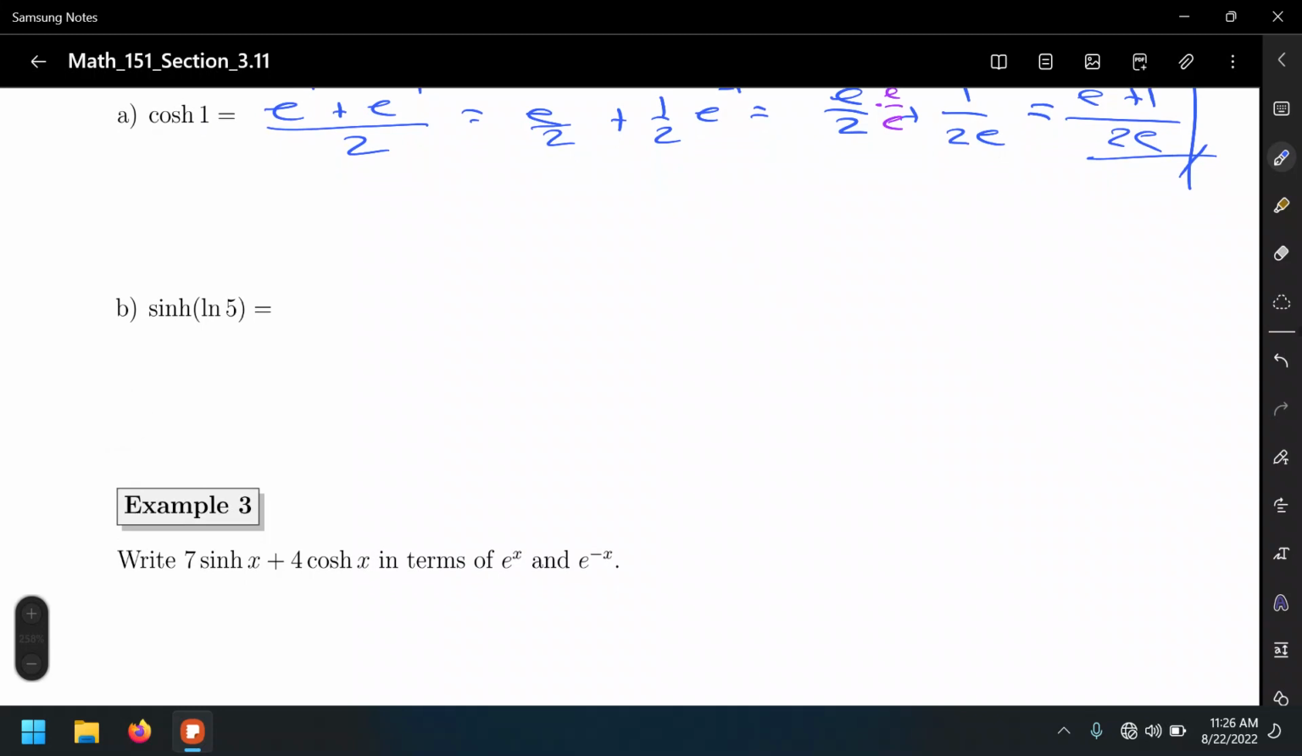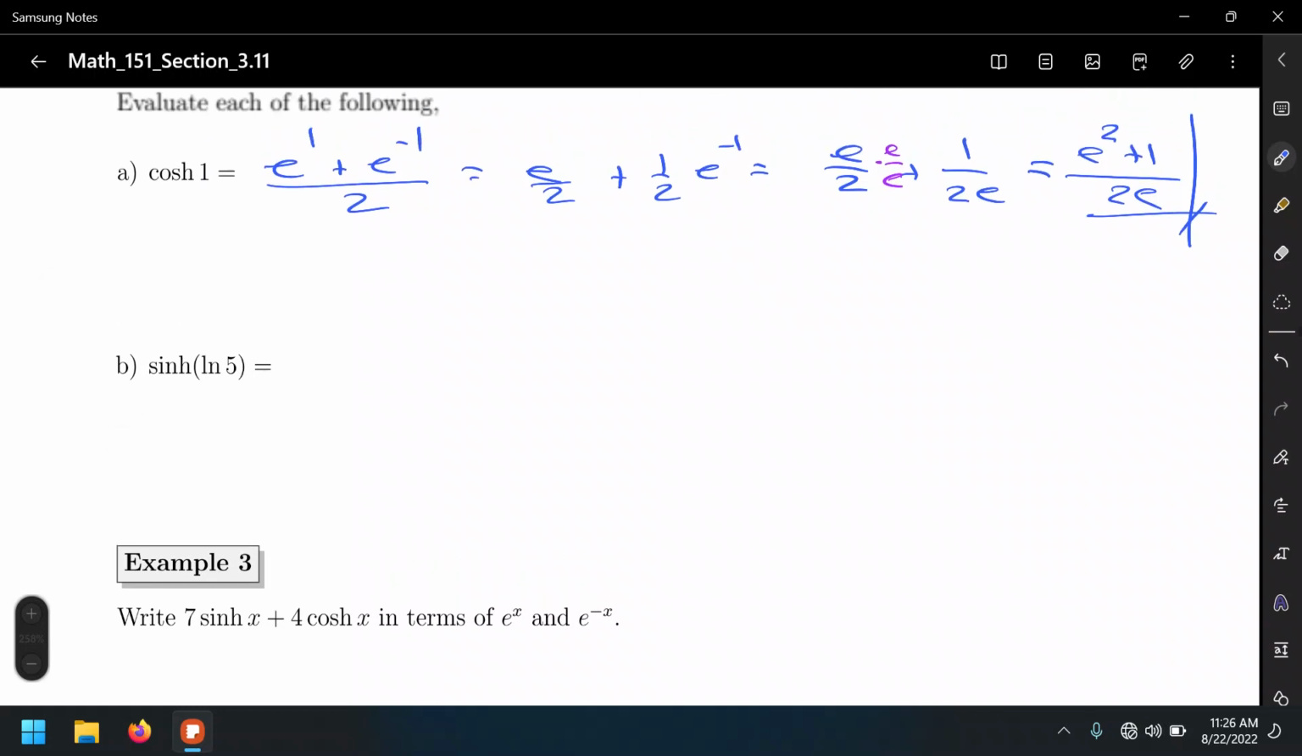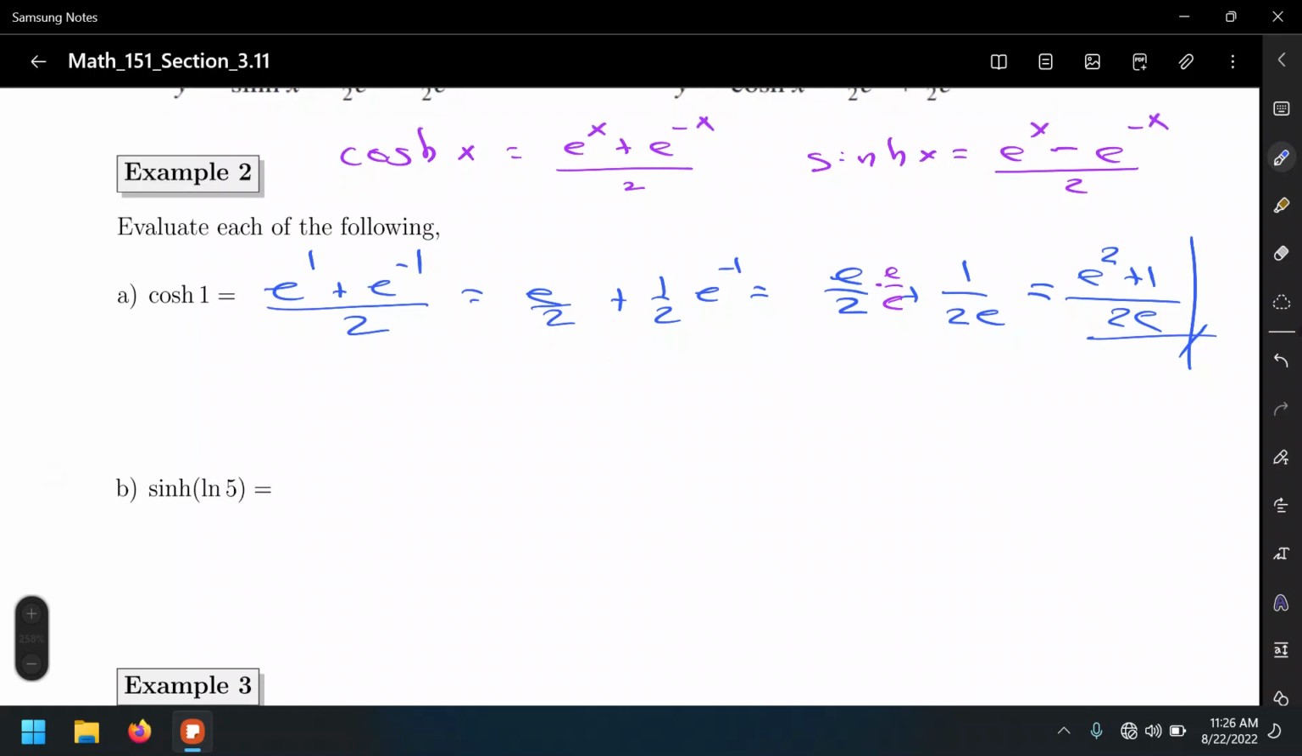Sinh of ln of 5. Again, we're going to recall the definition of the hyperbolic sine, which is e to the x minus e to the negative x, over 2, but in this case x is ln of 5. I know this expression looks big, looks funky. However, I think we can simplify this very nicely. Any ideas on what to do to simplify it? Can you bring the ln 5 to the front, or am I just not remembering the math correctly?